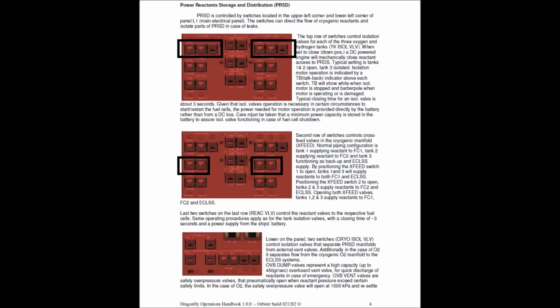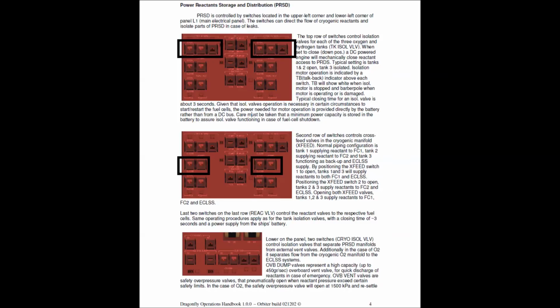Same operating procedures apply as the tank isolation valves, with a closing time of about 3 seconds and a power supply from the ship's battery. Lower on the panel, two switches, cryo-isol valve, control isolation valves that separate PRSD manifolds from external vent valves. Additionally, in the case of O2, it separates flow from the cryogenic O2 manifold to the ECLSS systems.